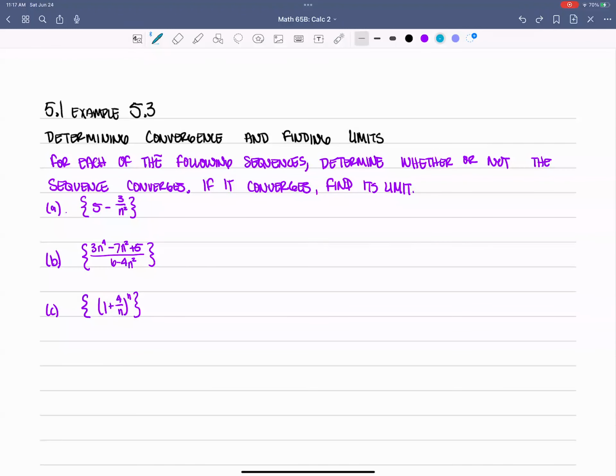Section 5.1, example 3, determining convergence and finding limits. For each of the following sequences, determine whether or not the sequence converges. If it converges, find its limit. So what's the difference between converges and diverges? Converges means that it ends up going towards a specific value.